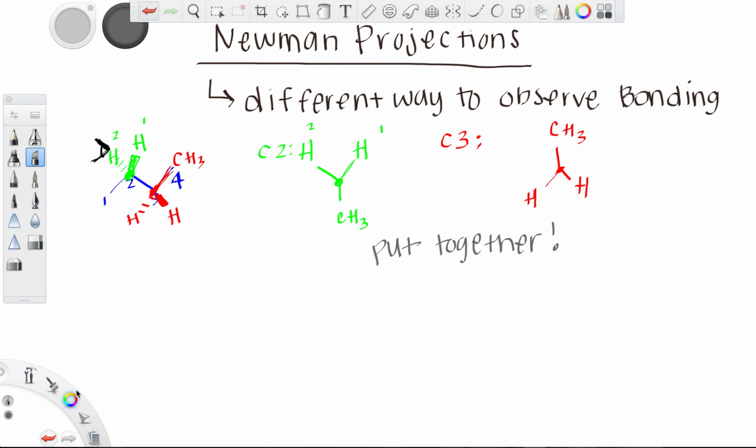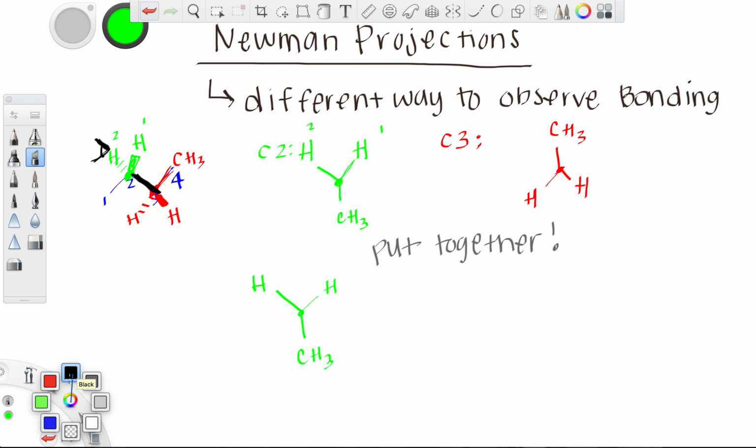And it's really simple to put together, I promise. So first things first, I want to show you guys that I'm going to just draw this in black right here. Carbon 2 and carbon 3 are connected through this bond, of course, okay? So let's draw them in. Here's carbon 2 with our hydrogens, and then our methyl group.